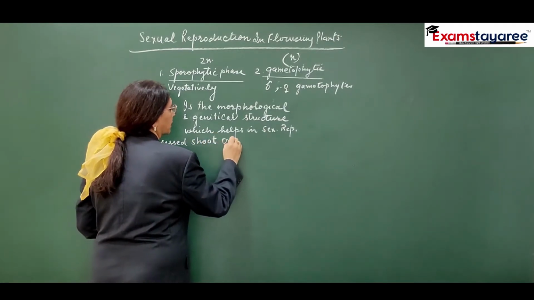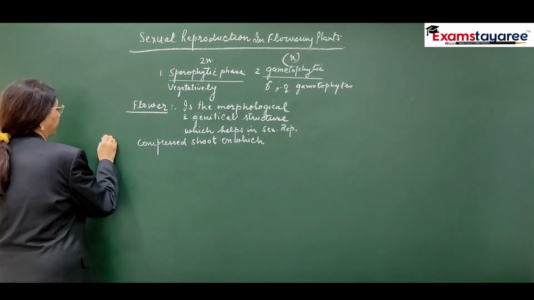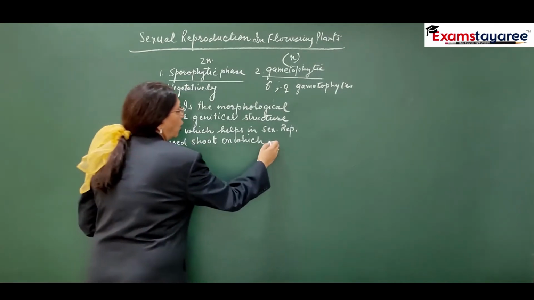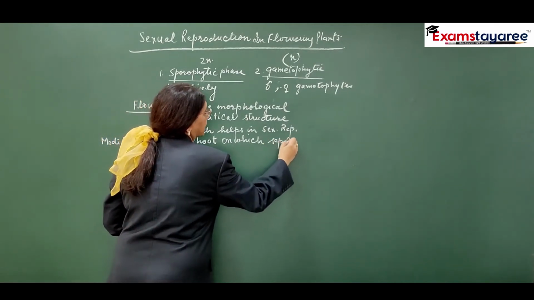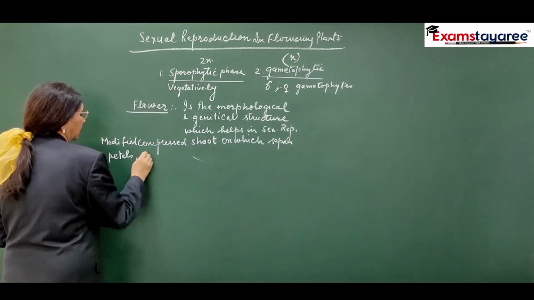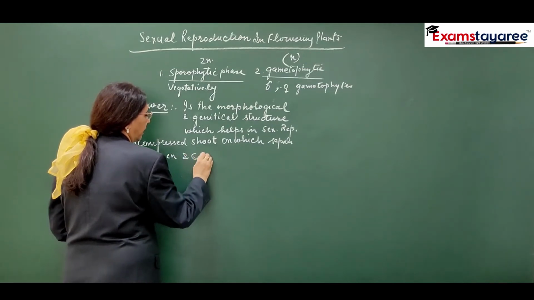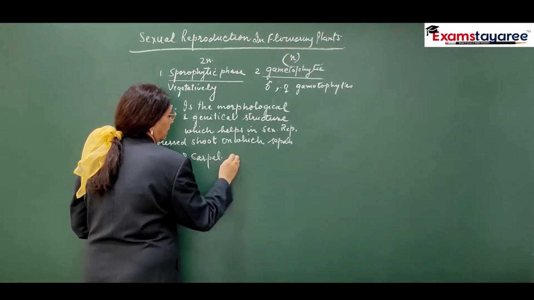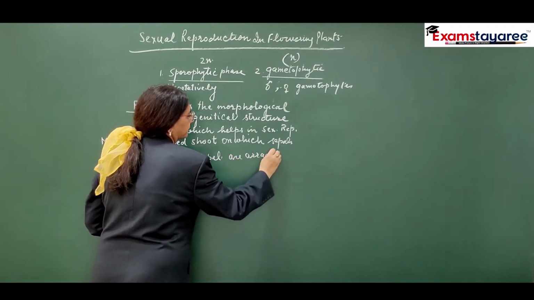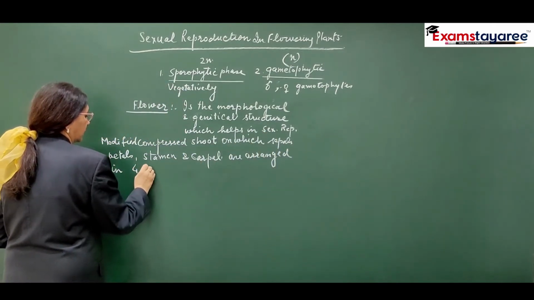A modified compressed shoot on which sepals, petals, stamen and carpel are arranged in 4 whorls.